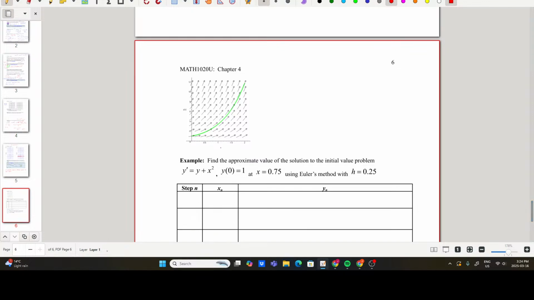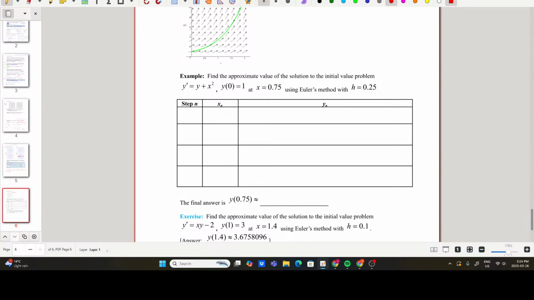So here we've got a curve which is going up. It looks very exponential to me. But it says find the approximate values. Is it exponential? Probably not. Okay.